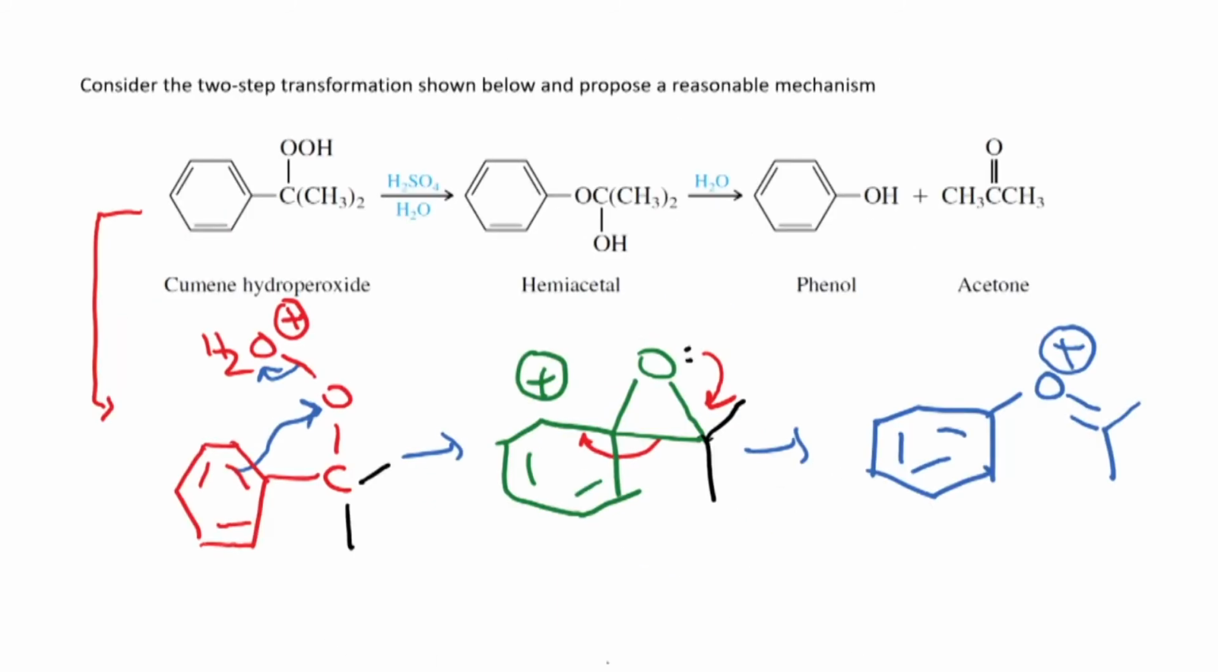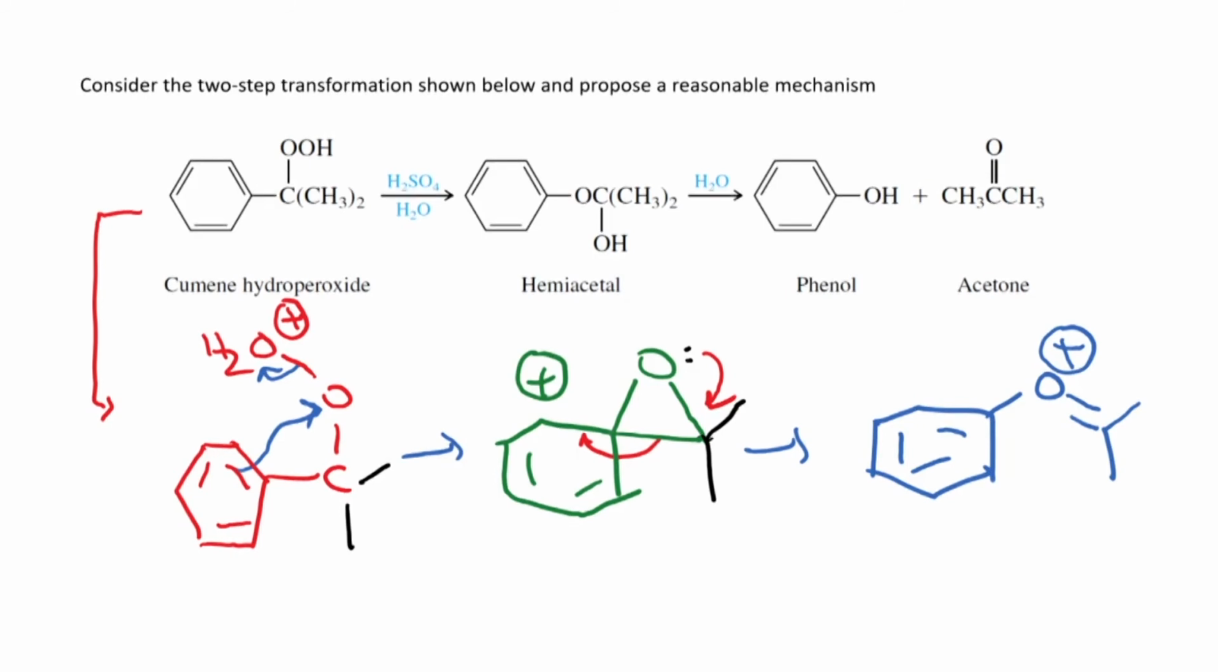The question here is to consider the 2-step transformation shown below and propose a reasonable mechanism. So we start with cumene hydroperoxide. So hydroperoxide is this group where you have this OOH, and in the presence of acid, it gives you this hemiacetal, which then subsequently undergoes hydrolysis to give you acetone and phenol. So the question is, what is the mechanism of this reaction?